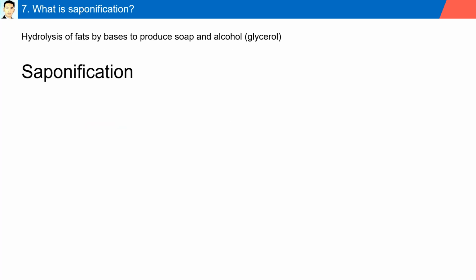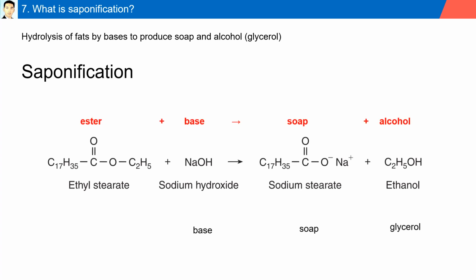What is saponification? It is the hydrolysis of fats by bases to produce soap and alcohol, glycerol. In this example, the ester ethyl cerate reacts with the base sodium hydroxide to produce sodium cerate, the soap, plus ethanol.